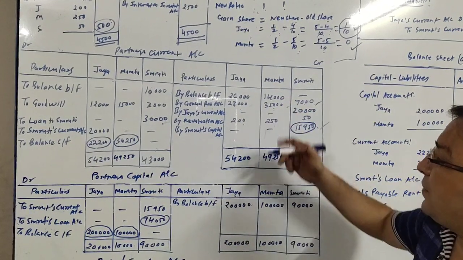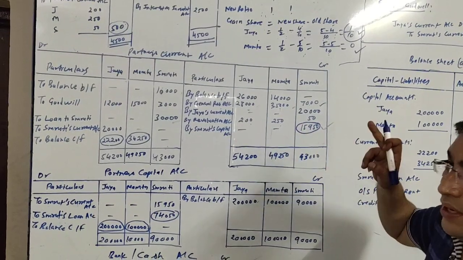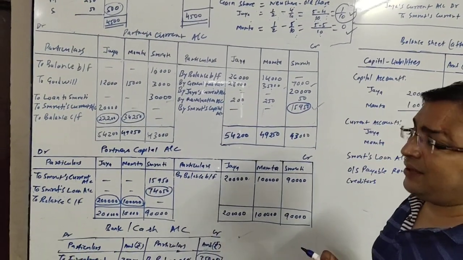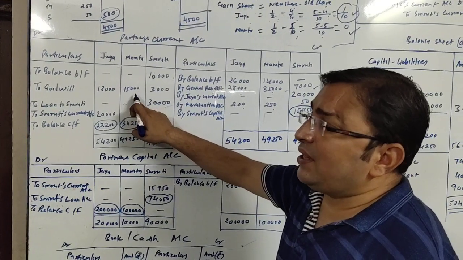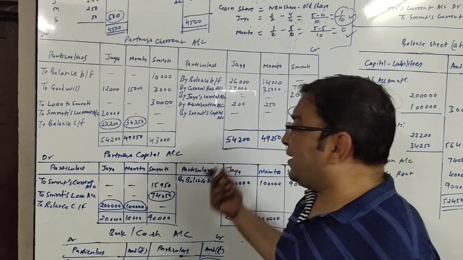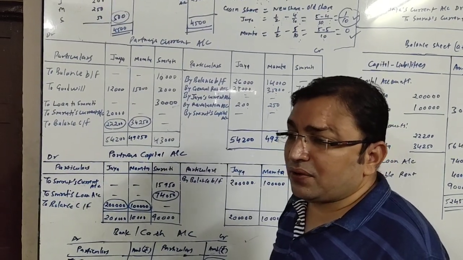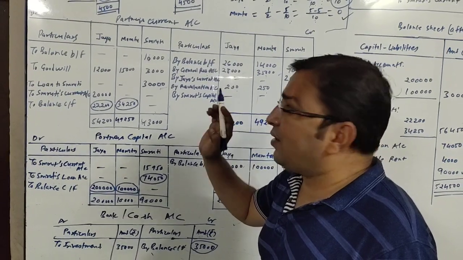Let us talk about Mamta. On the credit side 3 items are there, 14,000, 35,000 and 250. Total is 49,250. On the debit side only one item is there, which is 15,000. So when we deduct 15,000 from 49,250, we get 34,250. So this is the closing balance of current account of Mamta.